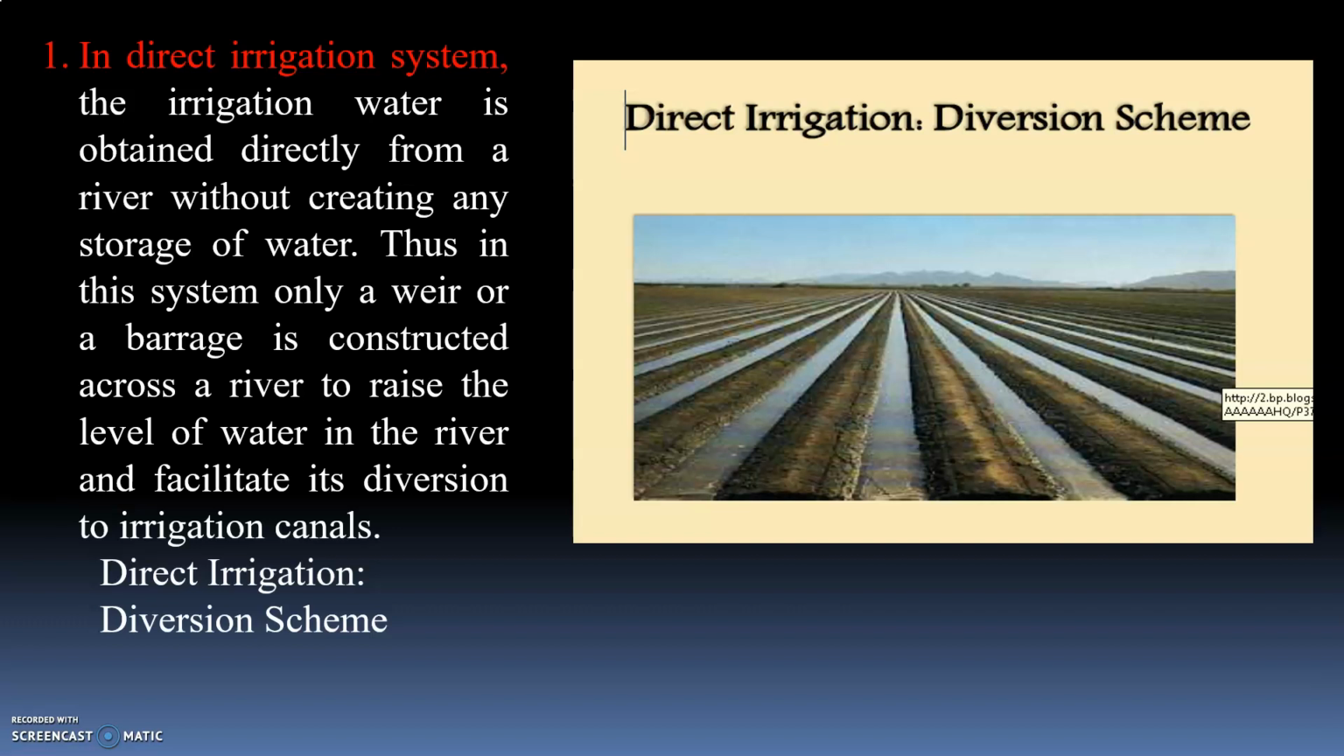Generally this direct irrigation system is of a smaller magnitude, and there are no rigid controls over the supplies. Here one or two main canals may take off directly from the river, and cross drainage works are constructed wherever the natural drains or distributary streams cross the canals. And this is about the direct irrigation system.